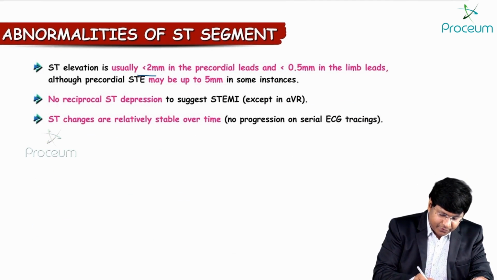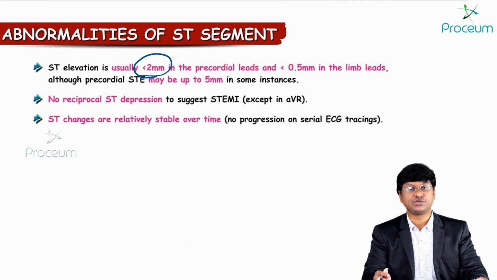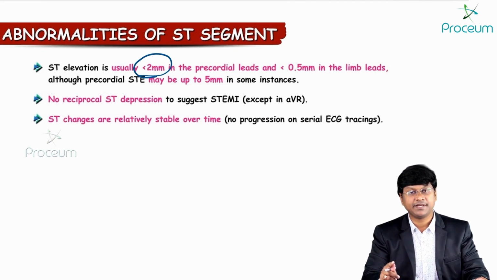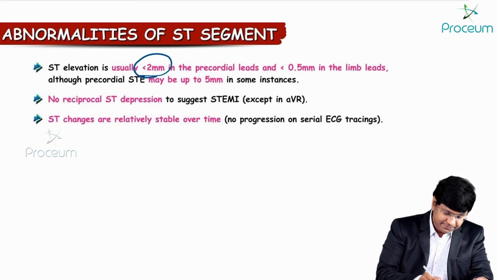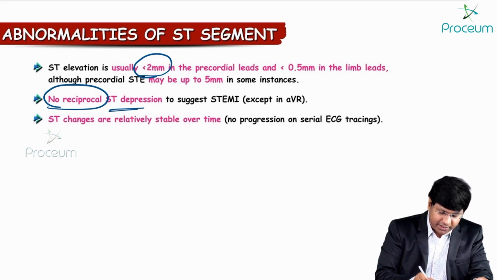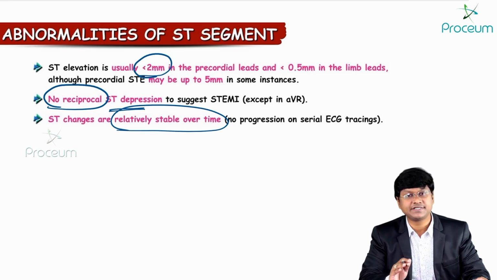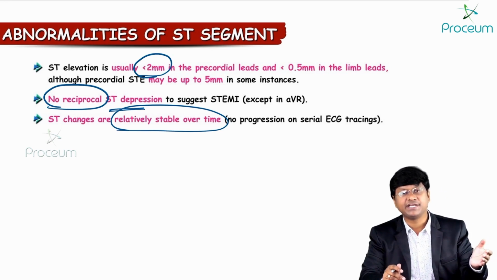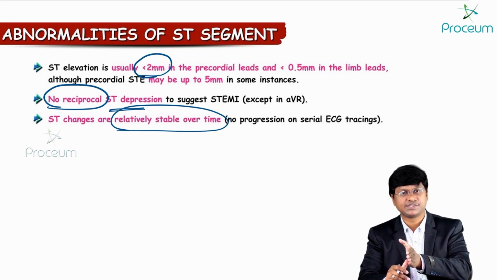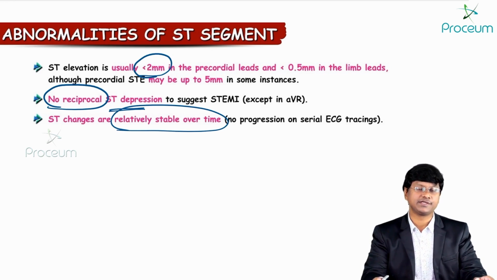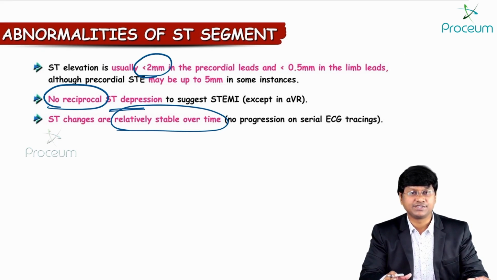In case of benign early repolarization, the ST elevation is less than 2 mm, whereas in ST elevation MI, it will be more than 2 mm or more than 2.5 mm in the precordial leads. And the other important point is, there is no reciprocal ST depression and the ST changes are relatively stable over time. There will be no STT changes in the serial ECGs in case of benign early repolarization. And this is definitely a challenge for the treating clinicians.